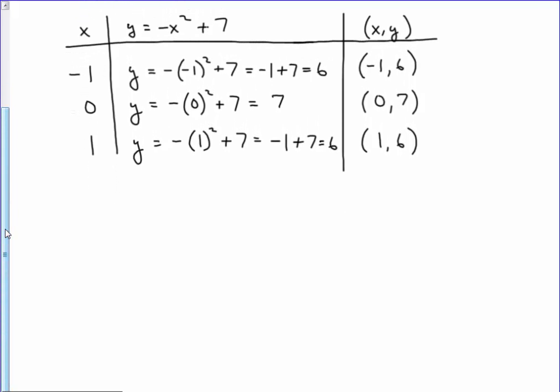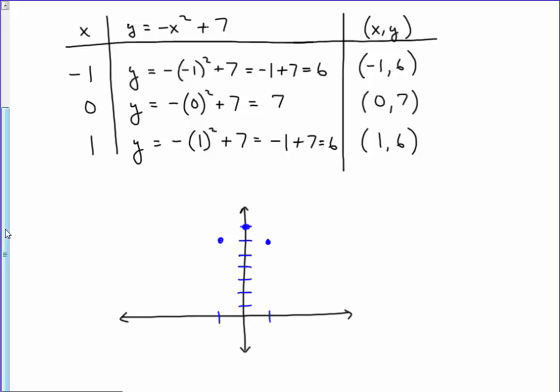But what we're going to do at this time is we will plot the ordered pairs that we have and see if we have enough information to at least draw a general sketch of our graph. Our ordered pairs are negative 1, 6, which should be plotted here. We have 0, 7, which would be plotted here. And then we have 1, 6, which would be plotted here.